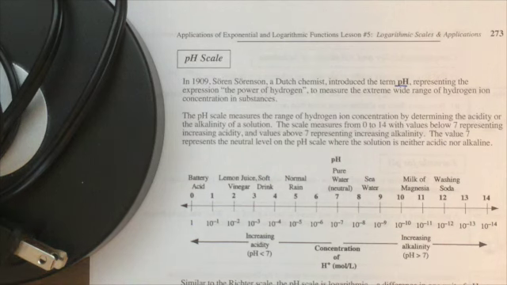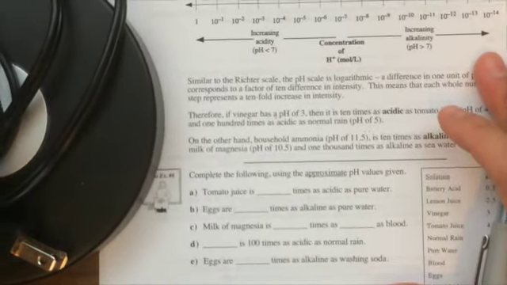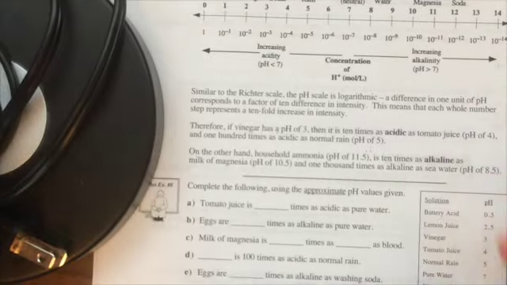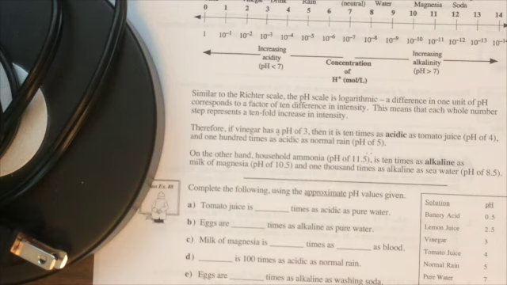So again, it's similar to the Richter scale or the decibel scale in that we are using a base 10. So a difference in 1 unit of pH will correspond to a factor of 10 in intensity. So if you have an acid that is a pH of 3 and then one that's pH of 4, the pH of 3 is 10 times more acidic than the other acid. So let's look at some examples.